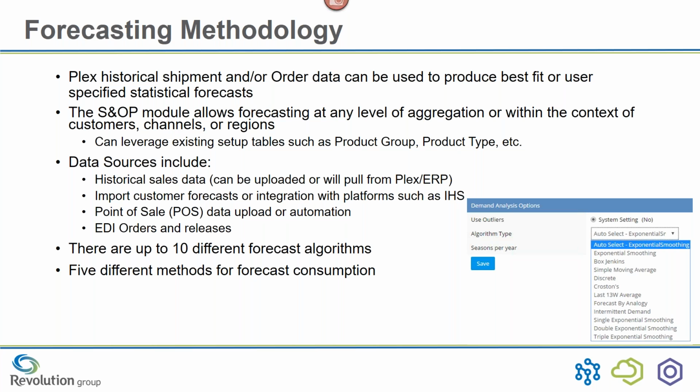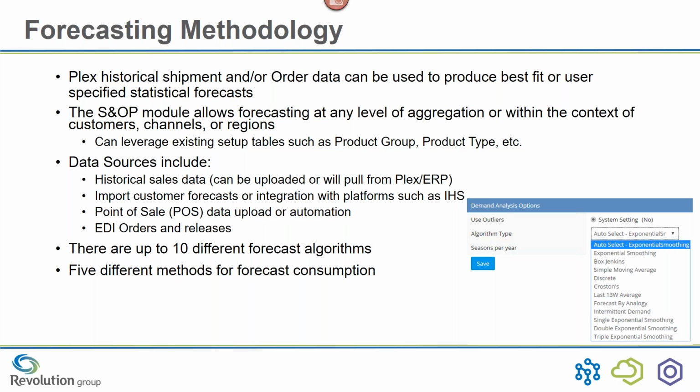The way the data gets in, it'll pull from Plex your historical sales data and shipping data. You can import customer forecasts if you're getting them from your customers, or you can integrate it from DemandCaster with platforms such as IHS, which is one of the automotive forecasting tools. You can have point of sale data integrated into the forecasting module. And another way, it's part of your data out of Plex, but EDI orders are the main way a lot of people, especially in automotive, will get their future orders and releases uploaded into Plex.